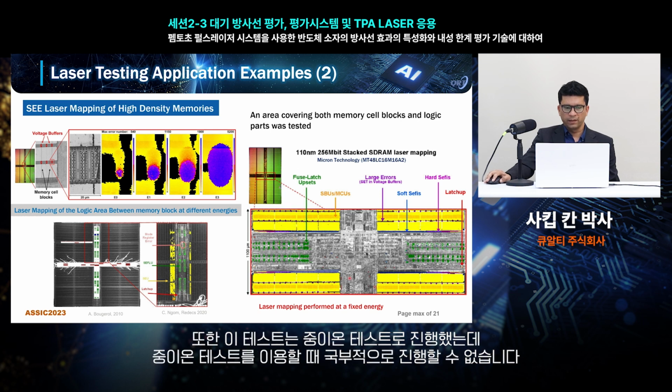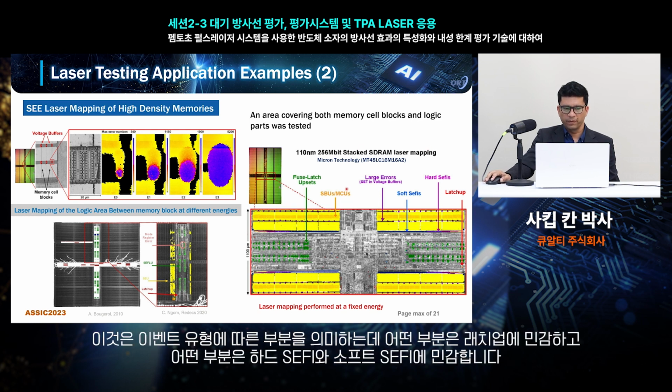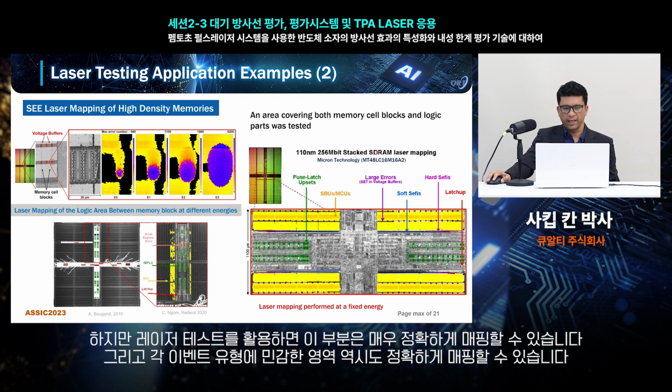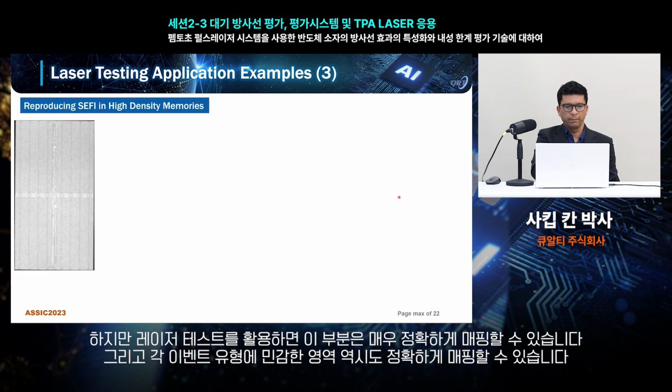And this testing was also performed with heavy ion testing, but using heavy ion testing, it cannot be localized which area is producing which type of event, like which area is sensitive to latch-up and which area is sensitive to hard SEFIs and soft SEFIs. But using laser testing, this area could be mapped very precisely, and the sensitive region for each type of event could be mapped very, very precisely.